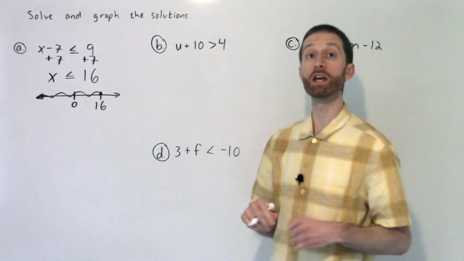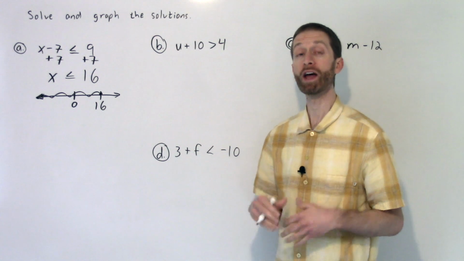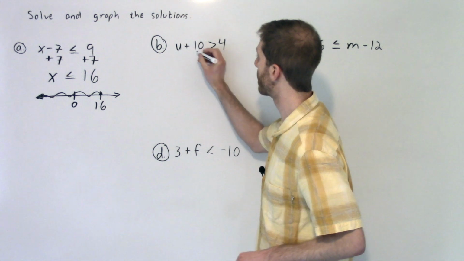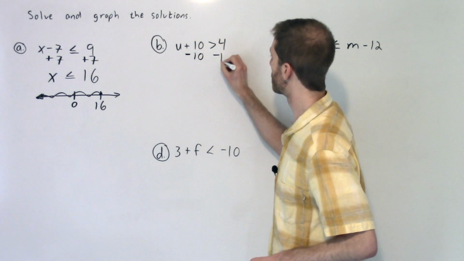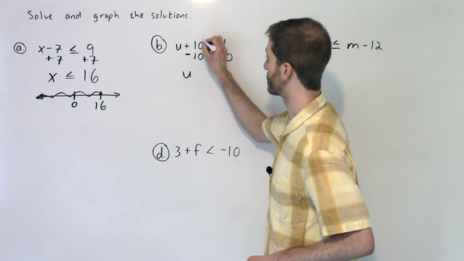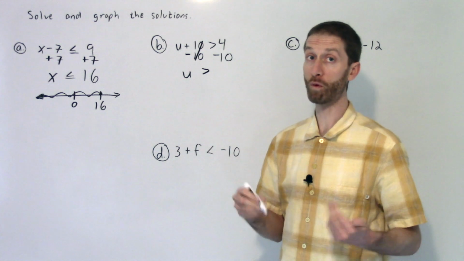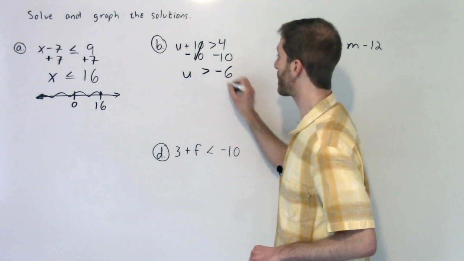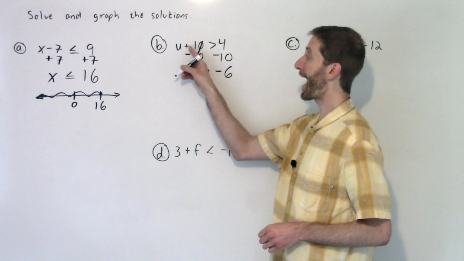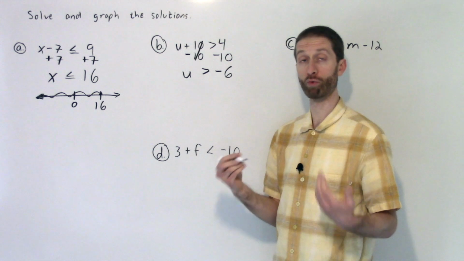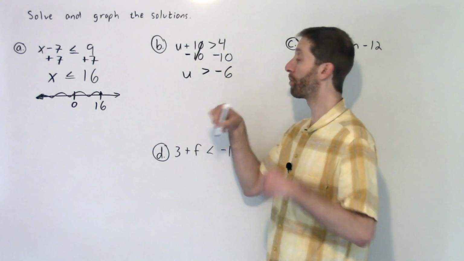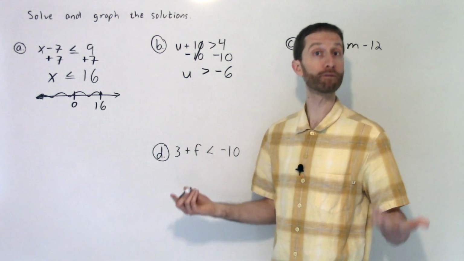On to letter B. u plus 10 is greater than 4. How do we undo plus 10? We subtract 10. So we're going to subtract 10 from both sides. And then we're left with just plain old u, because this cancels out, is greater than 4 minus 10, which is negative 6. So now we've got that all numbers greater than negative 6, when added to 10, will give me a number greater than 4. And sure enough, if I plug in negative 6 plus 10, that is 4. So any number more than that will give me a number more than 4.